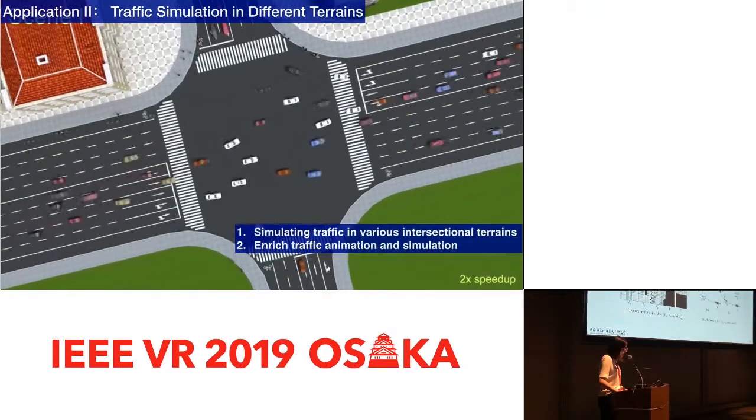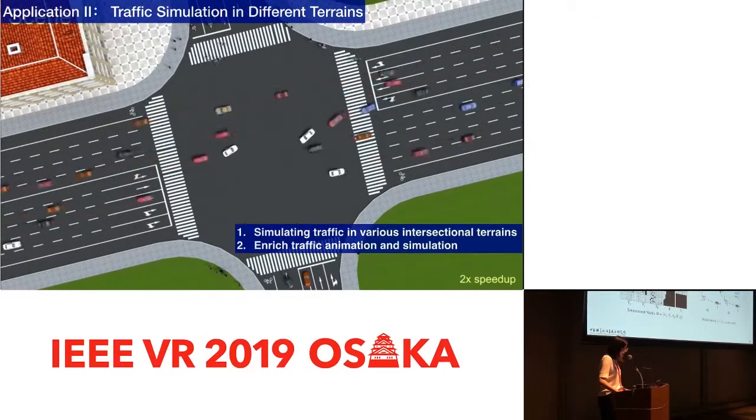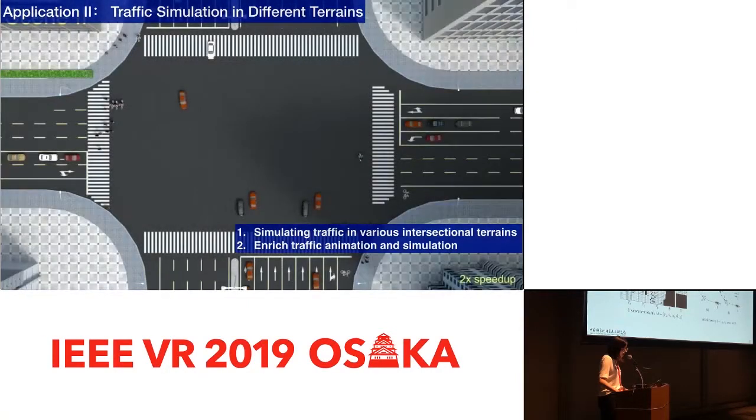Furthermore, by specifying the terrains of the intersection and the initial states of our vehicles, our method can also simulate traffic scenes with different terrains. This is also another application. Here we show two examples.